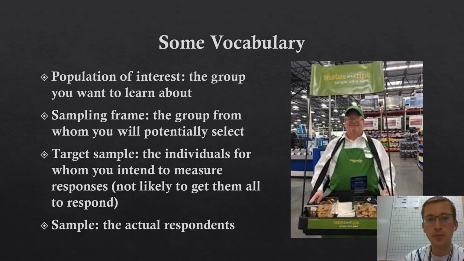So just to finish up here, here's a little bit of vocabulary. First off, we talked about the population of interest. That is the group that we want to know more information about. However, we can't survey the entire population most of the time, so we settle for a sampling frame. And these are the people we could potentially have as a part of our sample.